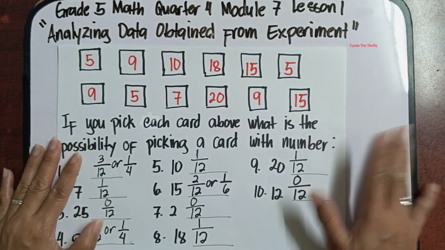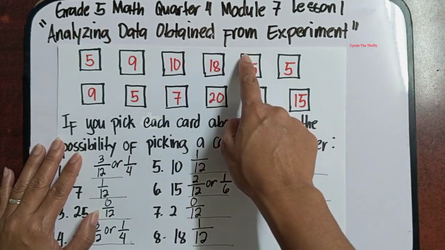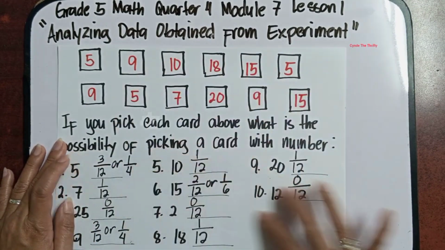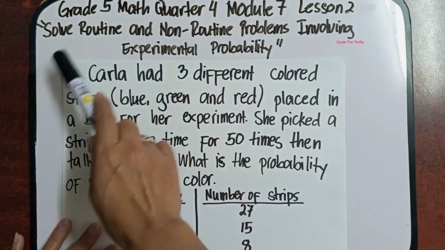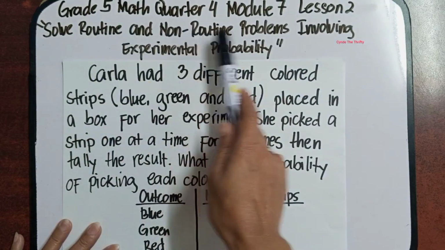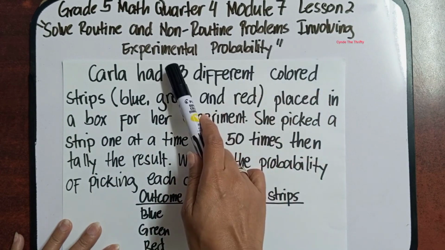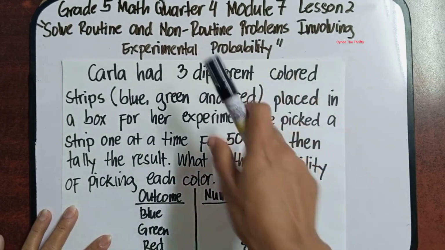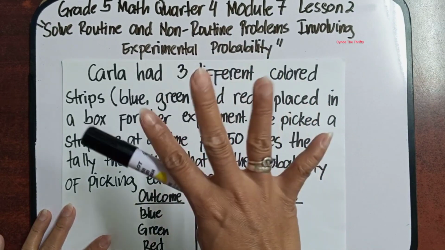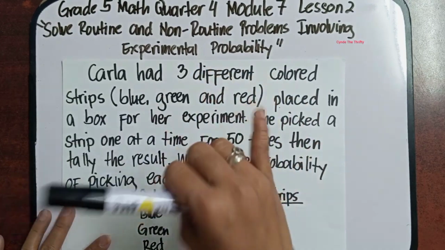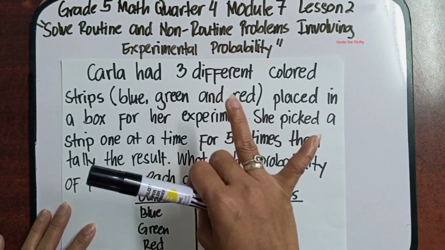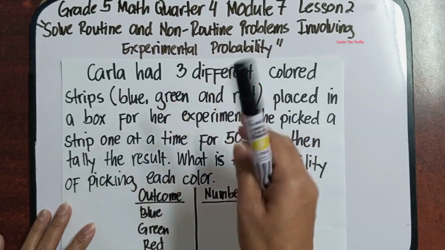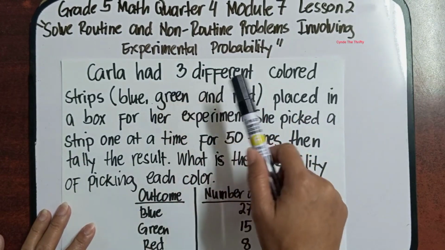Okay, so ganyan lang kadali mag-analyze ng data obtained from the experiment. So, i-analyze nyo lang talaga ang data para masagutan nyo ang iyong mga question. Lesson 2 natin is solve routine and non-routine problems involving experimental probability. Sa pag-solve ng routine and non-routine problems, alam na natin na meron tayong 4 steps na pina-follow. First is understand, second is plan, third is solve, and fourth is check and look back. So ngayon is gagamitin na naman natin siya sa ating lesson.